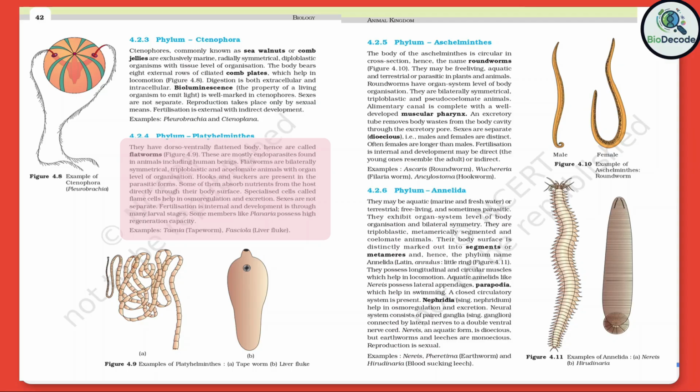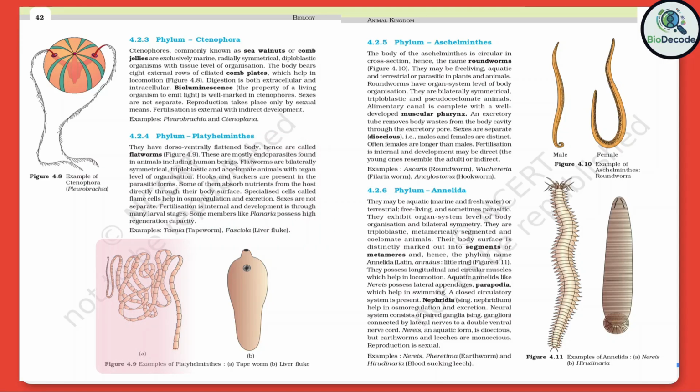Some of them absorb nutrients from the host directly through their body surface. Specialized cells called flame cells help in osmoregulation and excretion. Sexes are not separate. Fertilization is internal, and development is through many larval stages. Some members, like Planaria, possess high regeneration capacity. Examples: Taenia (tapeworm), Fasciola (liver fluke).